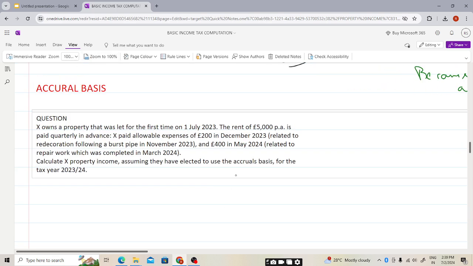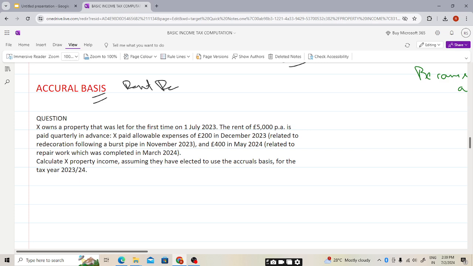Yeah, students, accrual basis. Accrual basis means rent receivable and expense payable will give rise to your property income.